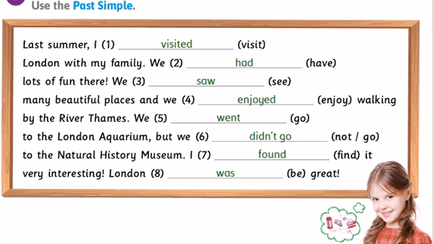We went to London Aquarium, but we did not go, or we didn't go. We use here did not plus the base form of the verb. Did not go to the Natural History Museum. I found it very interesting. London was, the past simple of the verb to be is was, so London was great.